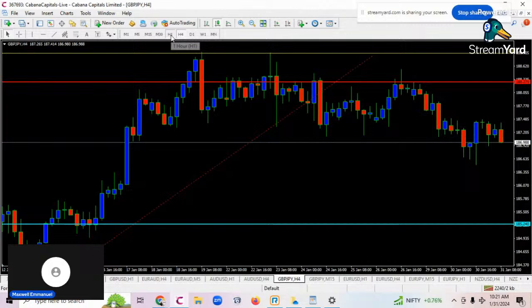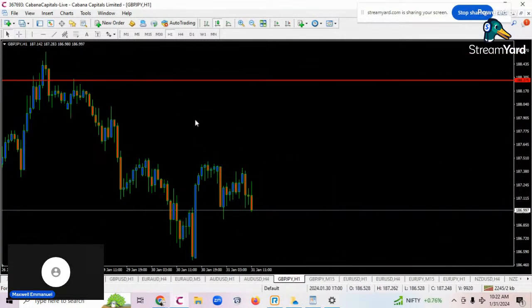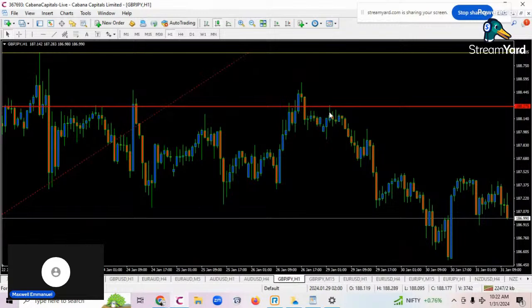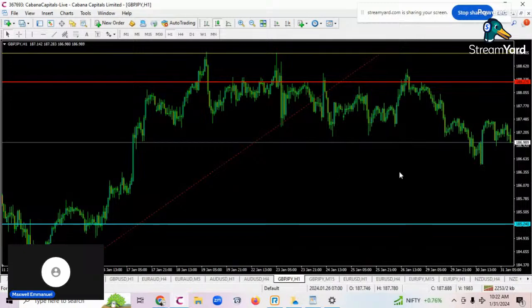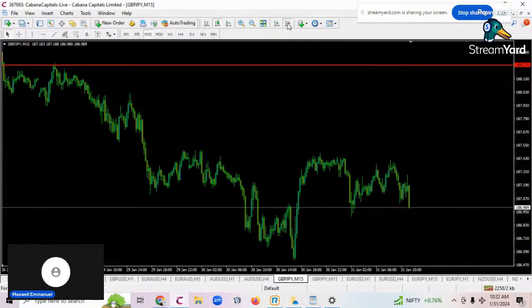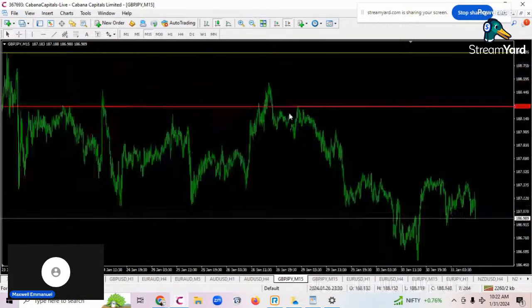That's what we have on 1 hour. Let's see the structures we have on 1 hour. You can see what we have here. Let's go down to 15 minutes. I want to confirm the structure on lower time frame.